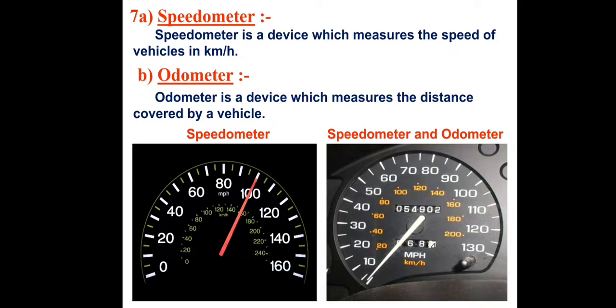Second is odometer. This is something new for you. Odometer is a device which measures the distance covered by a vehicle. So on your screen you can see here, yes, here it is 054902. So this is the distance which is traveled by this particular vehicle. And you know that distance is measured in kilometers. So this is measured in kilometer.